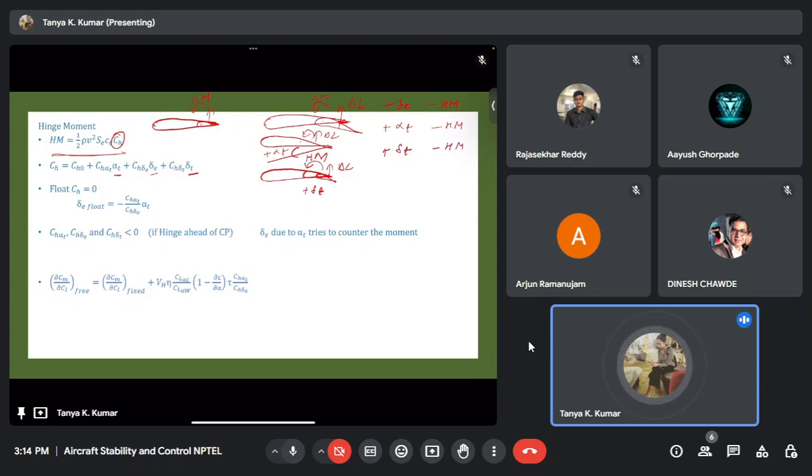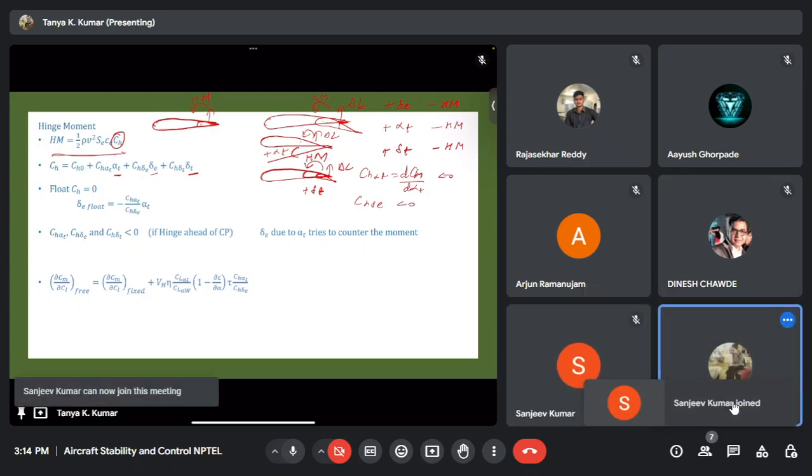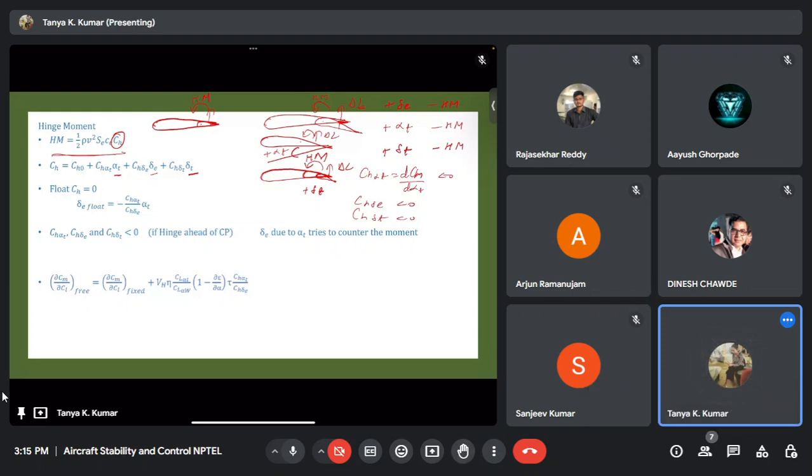So what this tells us is that all of these coefficients are negative: CH alpha tail, which is dCH by d alpha tail, CH delta E, and CH delta T. Alright. So this is your linearized equation for the hinge moment coefficient: CH0 plus the dependent terms on alpha tail, delta E and delta T.